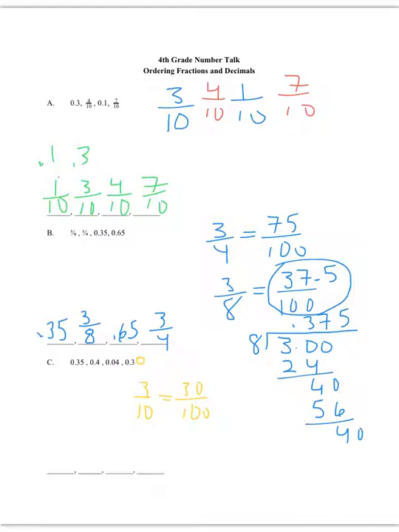So what's nice is, by doing that, well, we're not going to touch the 35 hundredths. We don't need to. We are going to touch the 4/10 and make that 40 hundredths. We don't need to touch the 4 hundredths. And we are going to make 3/10 into 30 hundredths. So if we put this in order.